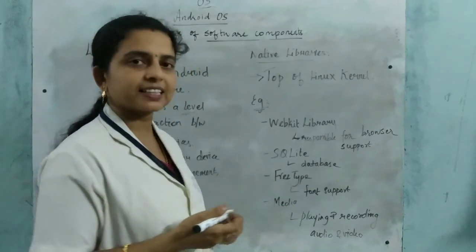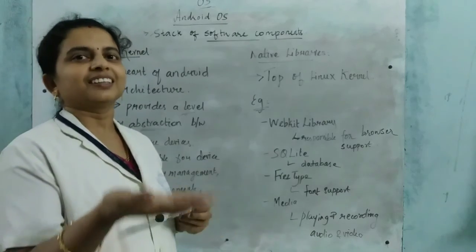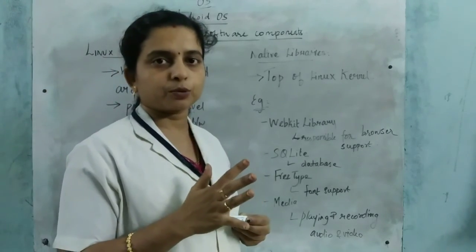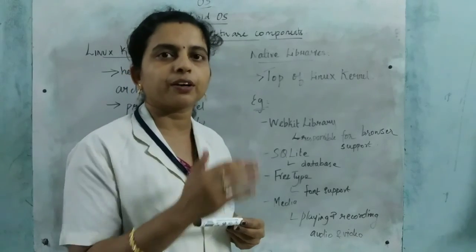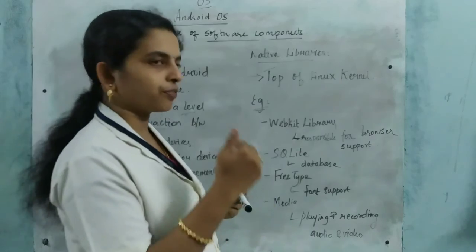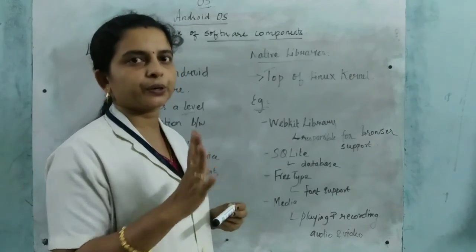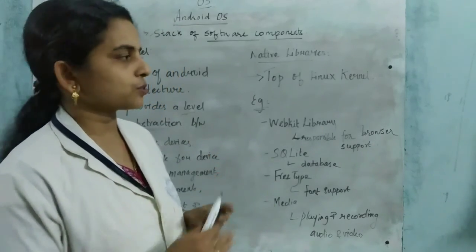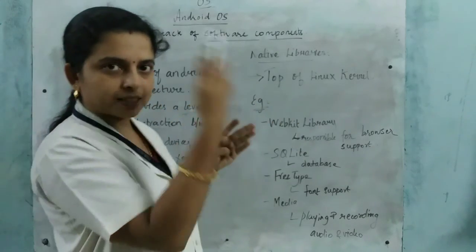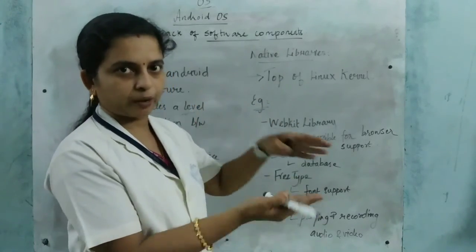And the last one is media. So we know in the previous video also we learned in the iOS architecture about this media. It is responsible for audio and video formats. Here also the same thing. It is responsible for playing and recording audio and video. Understand? So these are the first two layers, Linux kernel and native libraries. In the architecture we have seen the first two base layers.